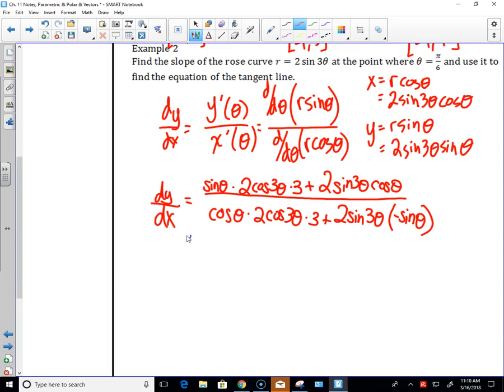Options. Do we have to simplify first? Could we just plug in first? Okay, just saying it's an option. Not saying you have to do it one way or the other.